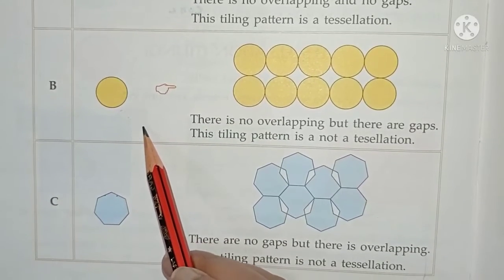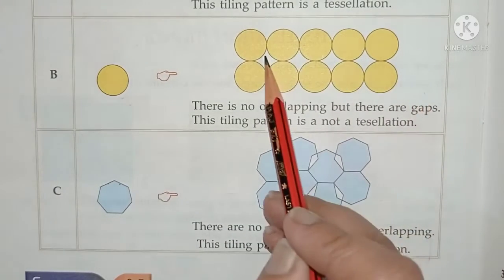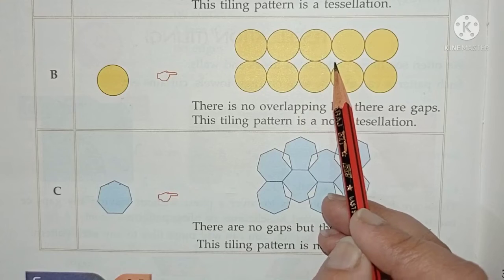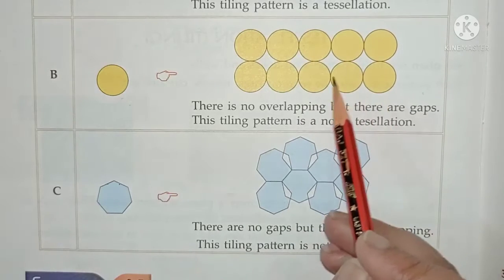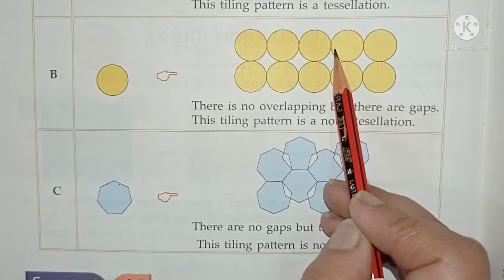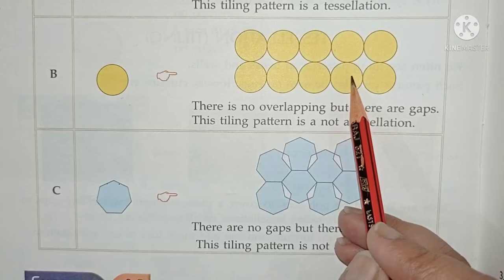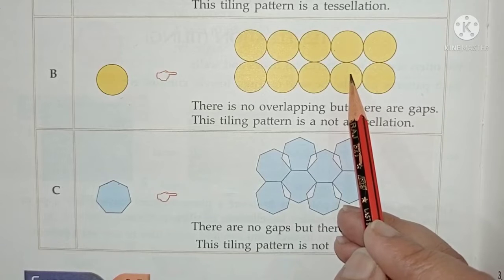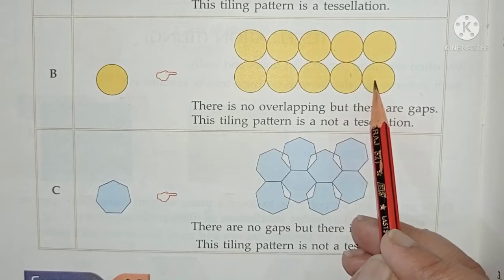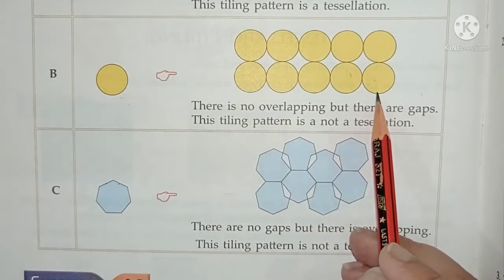It is evident from the figure that there is no overlapping, but there are gaps. So this tiling pattern is not a tessellation, as it is impossible to put a series of circles next to each other without a gap. So dear students, circles cannot tessellate.